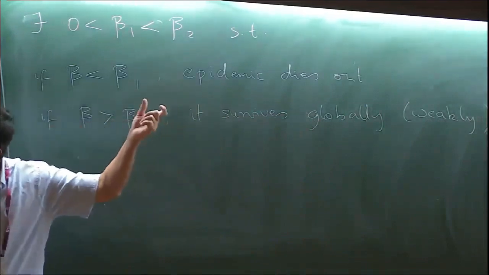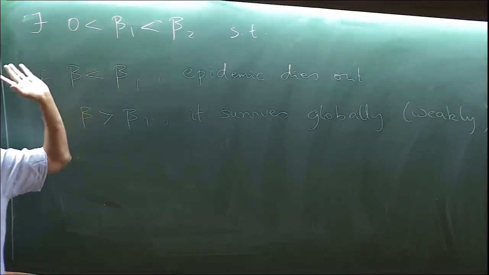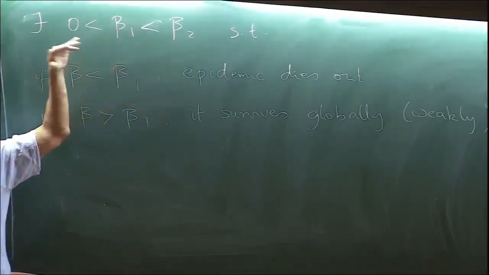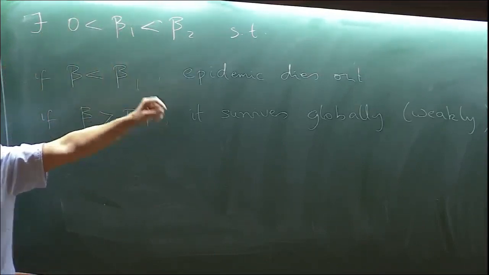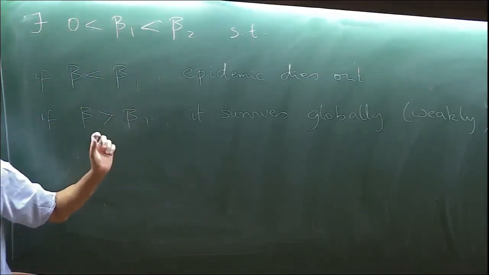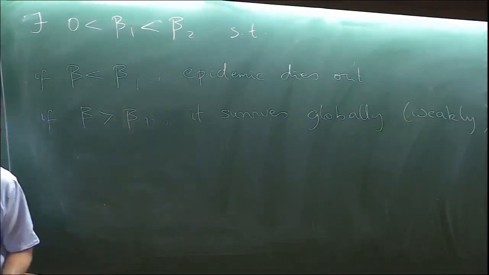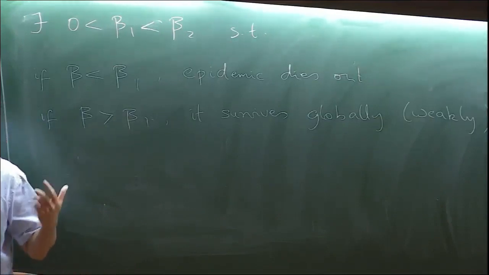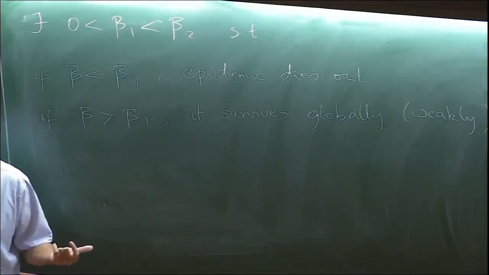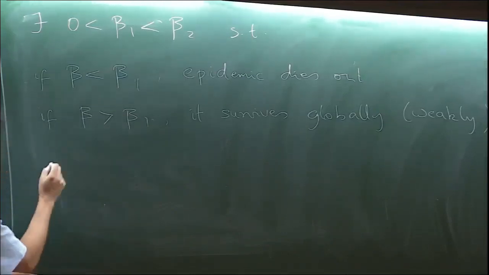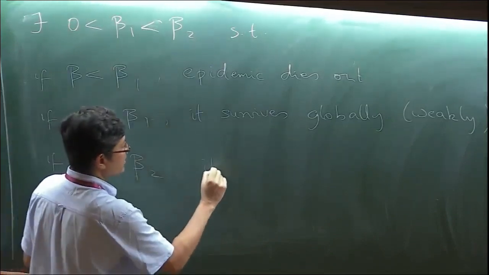So what do we mean? To ask whether the epidemic survives globally, we are asking, if you look at large times, have you hit the all zero state? Has the epidemic completely died out? And it turns out that if you're above beta 1, that doesn't happen. The epidemic doesn't die out. But it could die out in any window around the origin, however big you make the window. So if beta is bigger than beta 2, it survives locally.